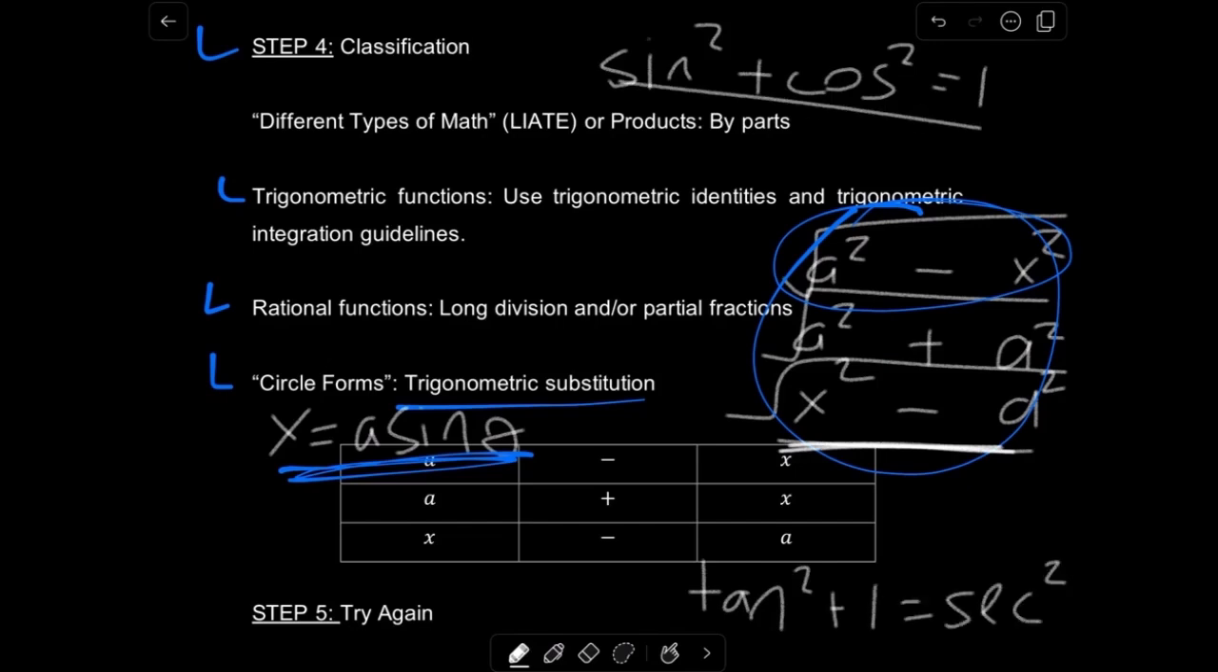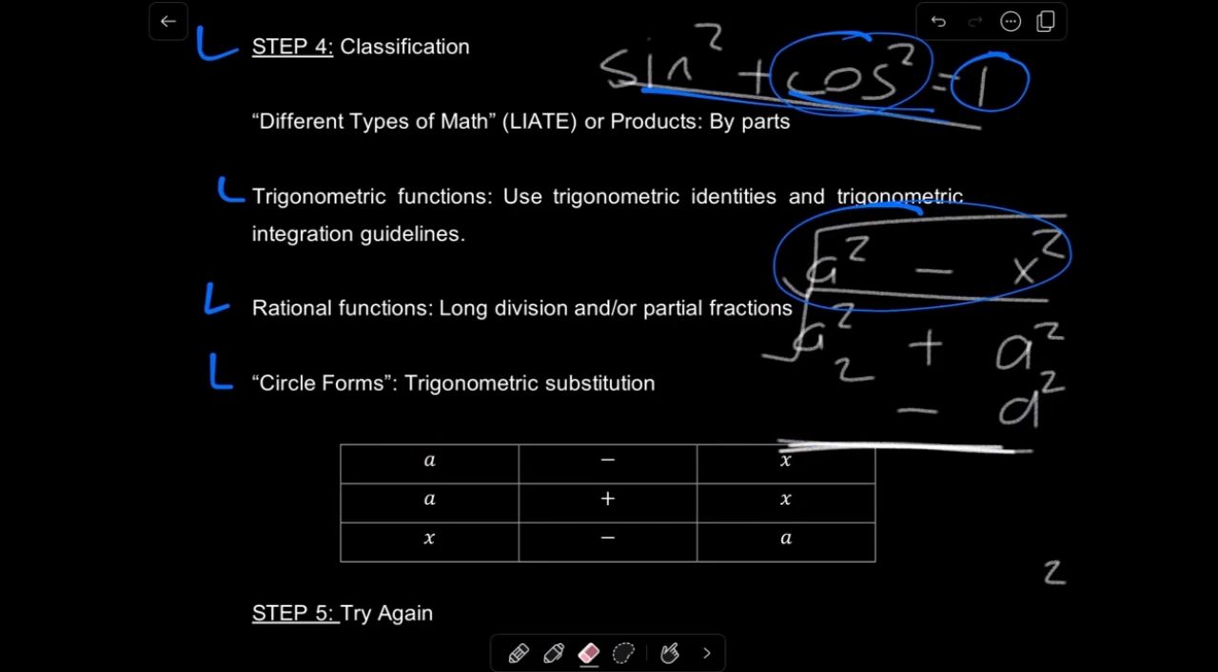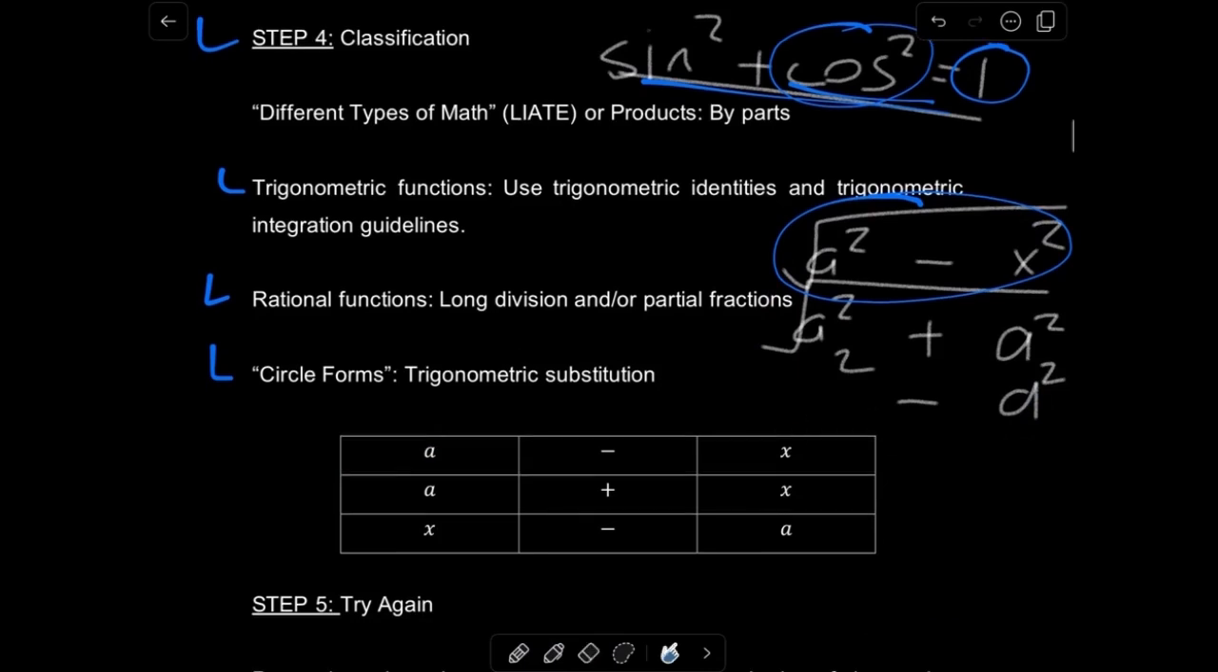So learn these two, and then when you're making your substitution for x, you can choose which one you want. So you can have 1 minus sine squared theta, and that will give you cosine squared theta. Okay, I covered that in the video on trigonometric substitution. So those are your circle forms. Those ones you may need to use trigonometric substitution. All right, so that's step 4.